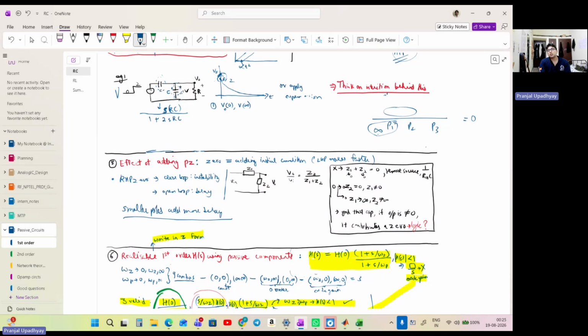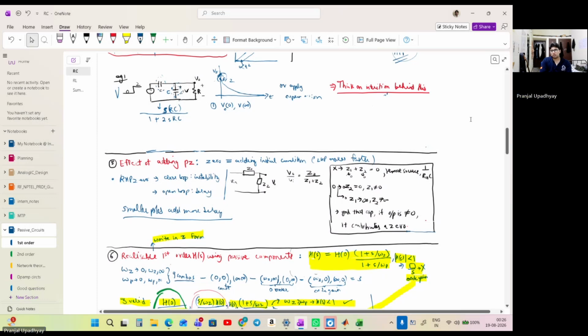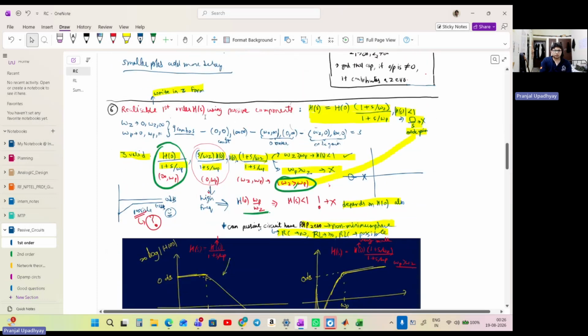Because if the cap associated with this pole also has a zero, that means this Z1 and this P1 will cancel each other and thus the output will be non-zero. And that's why if the output is non-zero, then that particular cap won't contribute to a zero. And that is the basic idea of how this trick came about. Quite great, right?